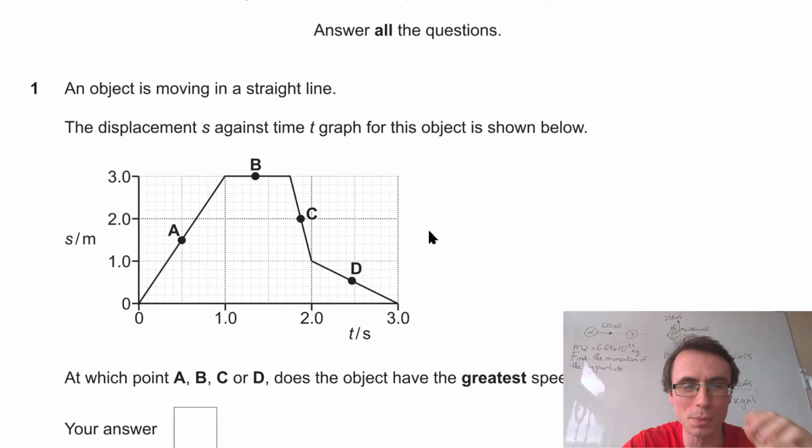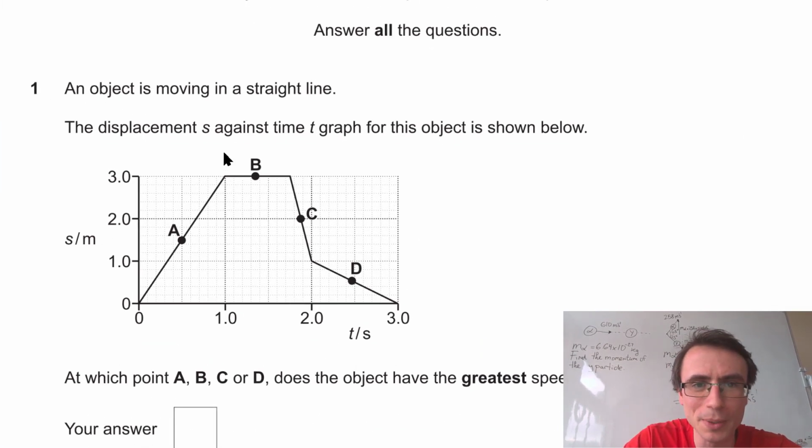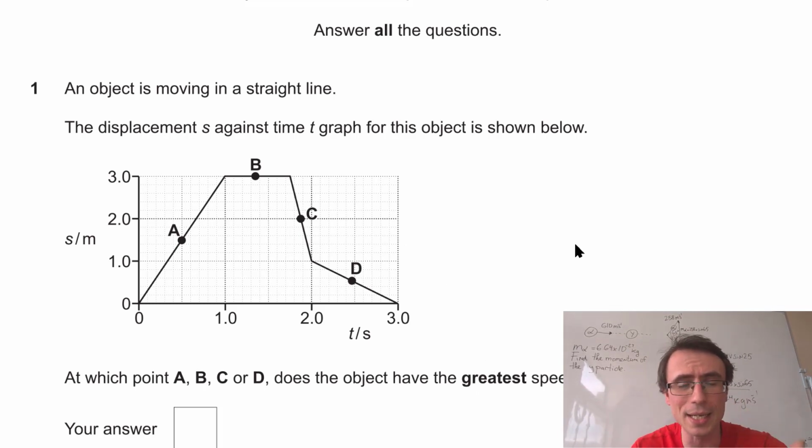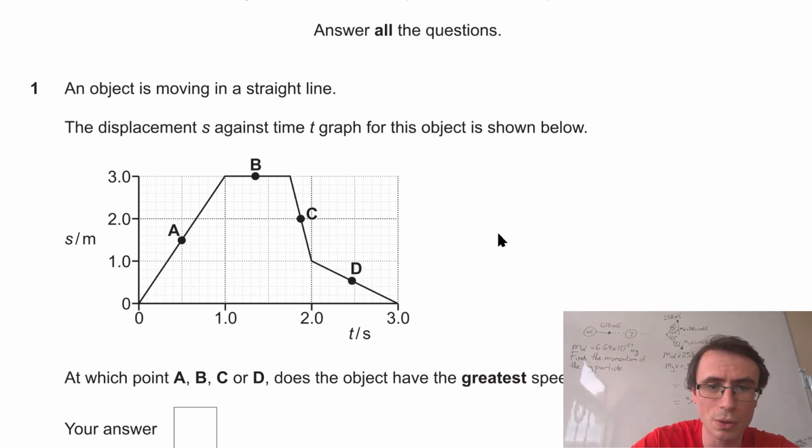Question 1. An object is moving in a straight line. The displacement against time graph of the object is shown. At which point A, B, C or D does the object have the greatest speed? Okay, so speed is just the gradient in a displacement against time graph. So all you need to do is figure out where the gradient is the steepest. So this will be C, definitely the steepest part in this region.